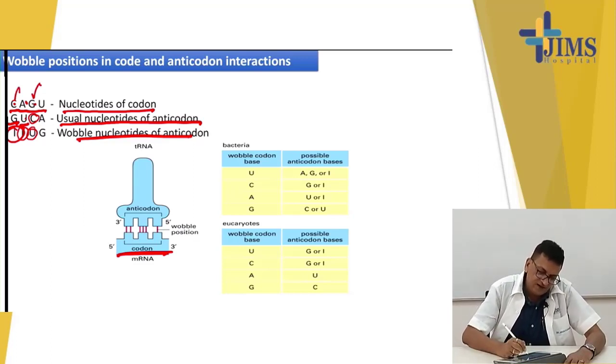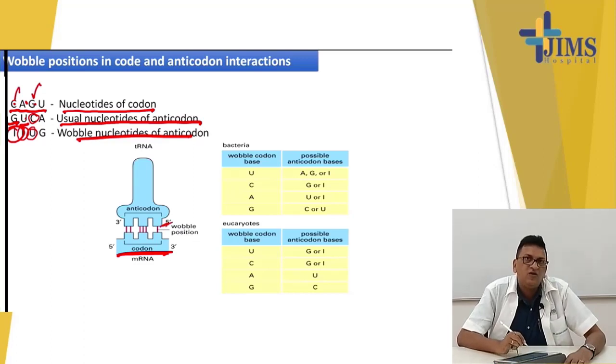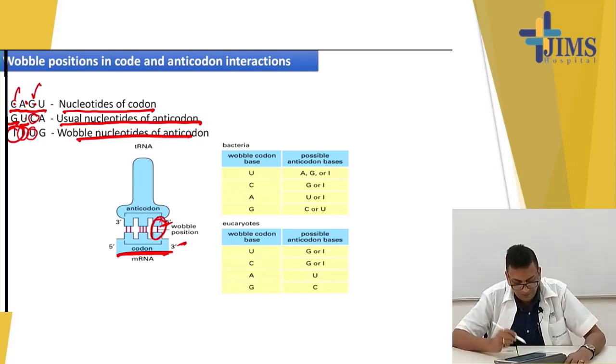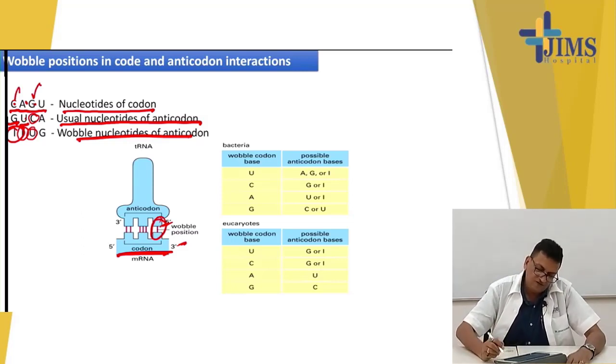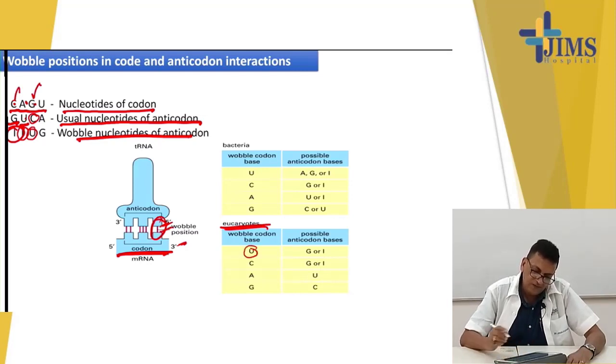Usually the wobble position is at the 5' end of the anticodon arm. That means the 3' end of the mRNA. This particular nucleotide, there will be degeneracy. It keeps changing, but the sequence of the tRNA will be read properly. In case of eukaryotes, you just see, you have a wobble codon as U, in this place.